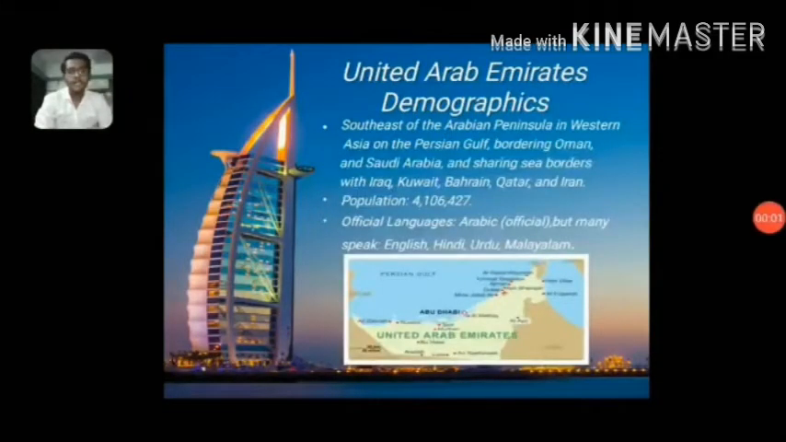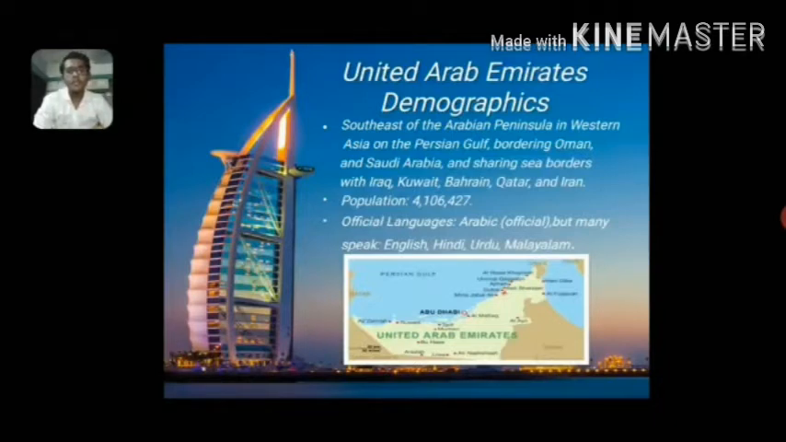So friends, demography is very important to build such huge skyscrapers in that country. So UAE is situated at the southeast of the Arabian Peninsula in Western Asia on the Persian Gulf. UAE borders the countries Oman and Saudi Arabia, and they also share sea boundaries with Iraq, Kuwait, Bahrain, Qatar and Iran.